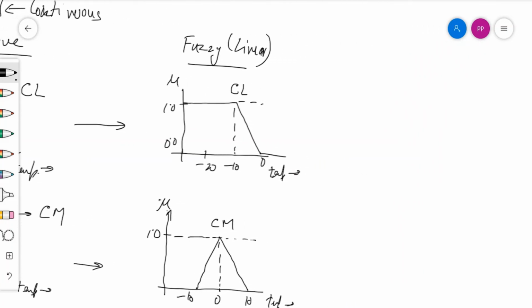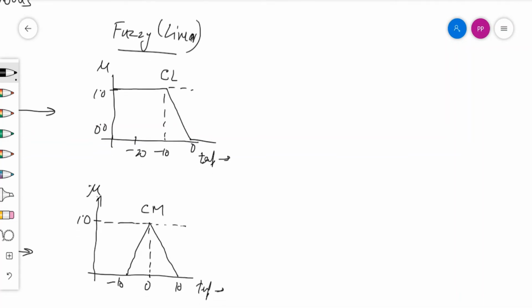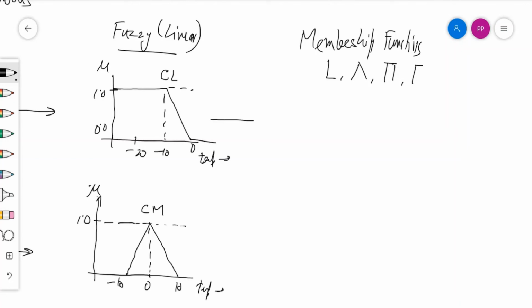Let us start with the first shape. We will have the 4 shapes, which are the most common membership functions, basically the 4 most popular. I am writing capital L, then capital lambda, then capital pi, then capital gamma. We start with the capital L because of the shape we see on the left. This is the shape of capital L.